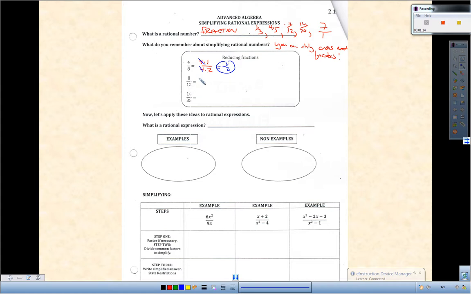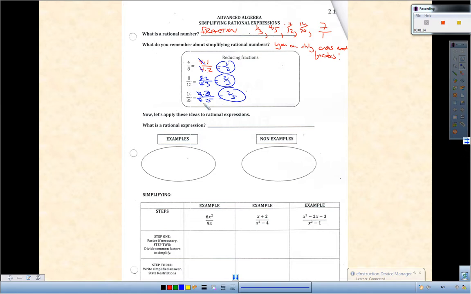8 over 12, well, 8 is 4 times 2, 12 is 4 times 3, 4 is crossed out, so that leaves me 2 over 3. 14 over 35, well, 14 is 7 times 2, 35 is 7 times 5, the 7 is crossed out, and that leaves me 2 over 5. And that's how you simplify rational numbers.